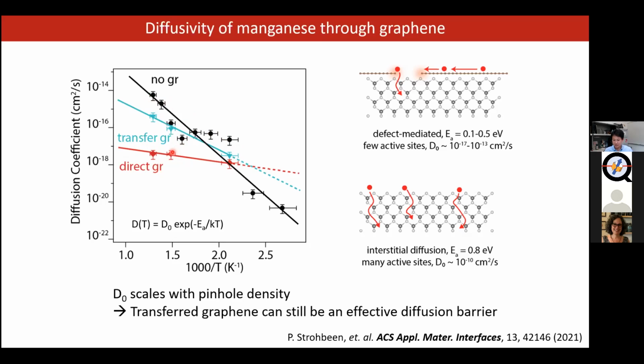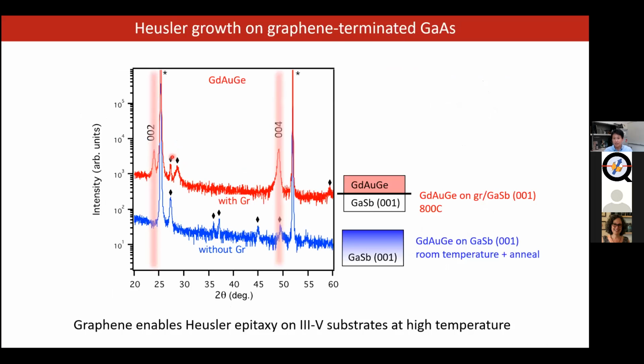And finally, just to show you that this approach is stepping in the right direction, even though this transferred graphene is imperfect, it's not as good as a diffusion barrier as this direct graphene case, we show that we can use it to grow certain kinds of Heusler films that we could not grow by direct epitaxy. So if you try to grow this compound gadolinium gold germanium directly on gallium antimonide without the graphene, this blue curve is the X-ray diffraction pattern you would come out with.